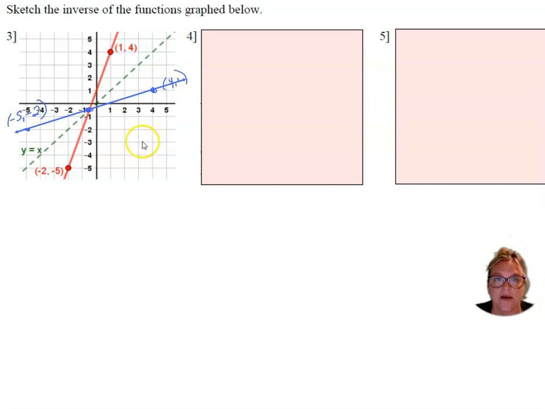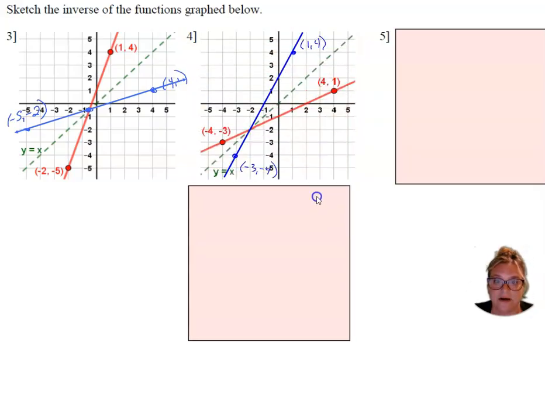So go ahead and pause the video and sketch the inverse for the next two on the lab paper, number 4 and number 5. And then when you're ready to check them, you can resume the video and we'll go over them together.